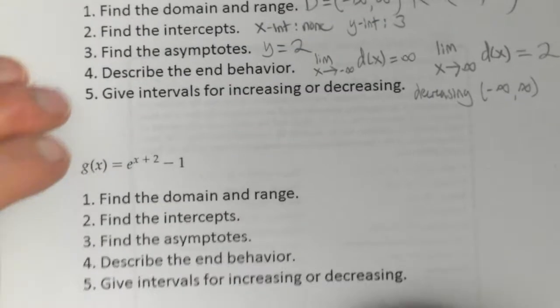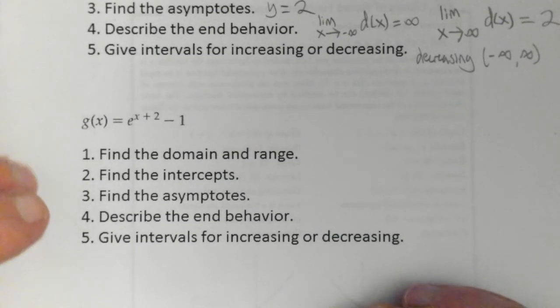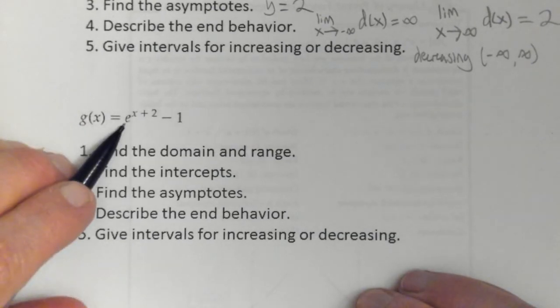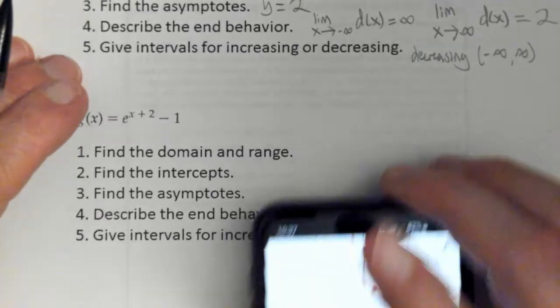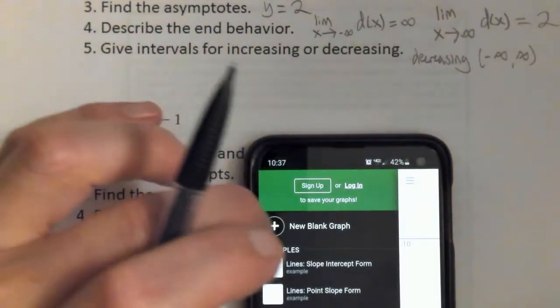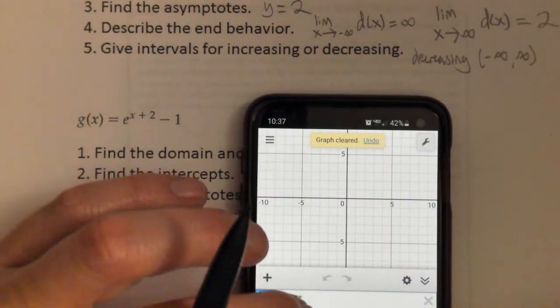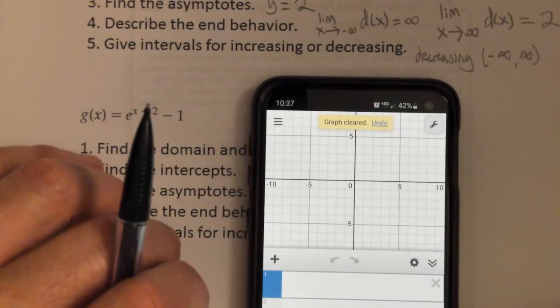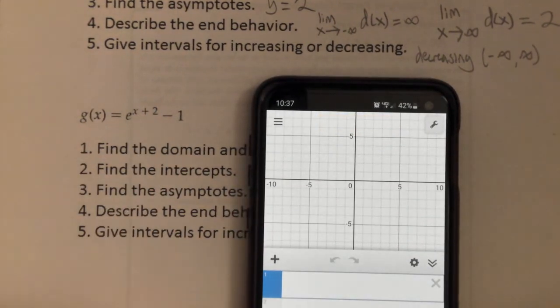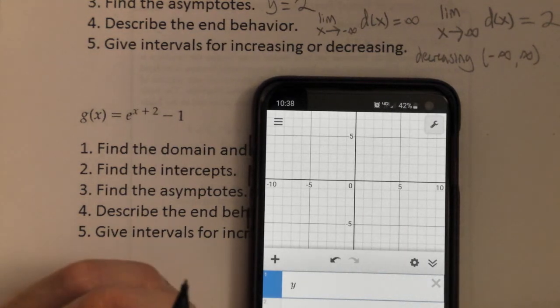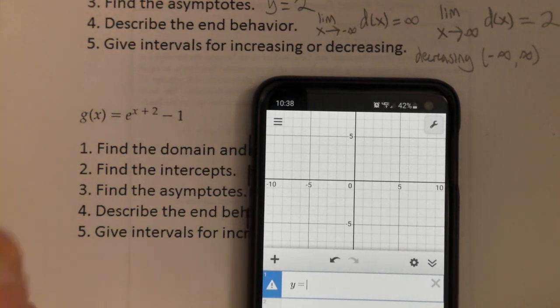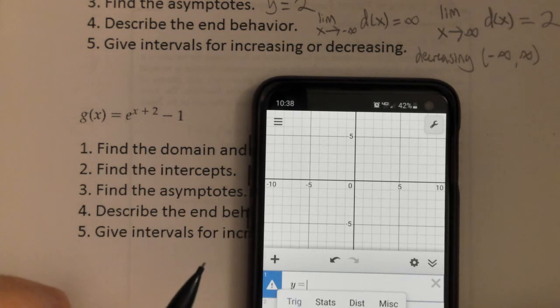Okay. Number 2, we have another exponential function, this time with the natural base e. And so let's clear off this graph and we'll start with another one. For this one, we need to go ahead and plug it in. We want to plug in y equals, and we need to find e on this thing. See if we can find it.